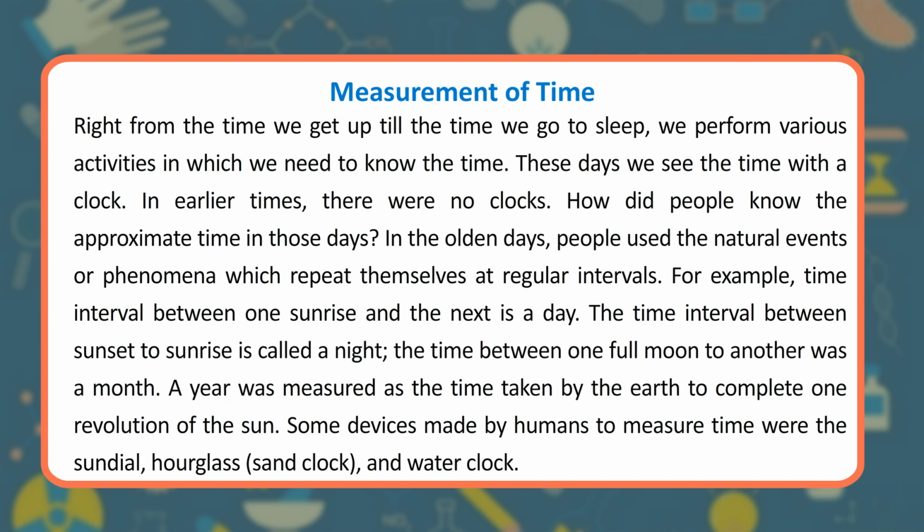In the olden days, people used the natural events or phenomena which repeat themselves at regular intervals. For example, the time interval between one sunrise and the next is a day. The time interval between sunset to sunrise is called a night. The time between one full moon to another was a month. A year was measured as the time taken by the earth to complete one revolution of the sun. Some devices made by humans to measure time were the sundial, hourglass, sand clock, and water clock.